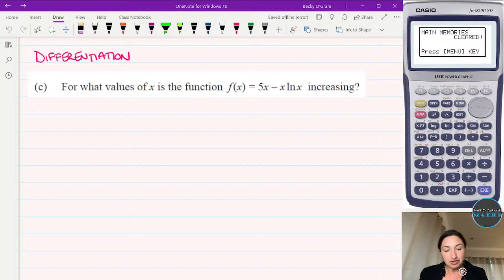What we're trying to do though is figure out on that graph, when is it increasing, which means when is it going up? So we're looking for anywhere where that gradient is positive, because that means that our graph will be going upwards.